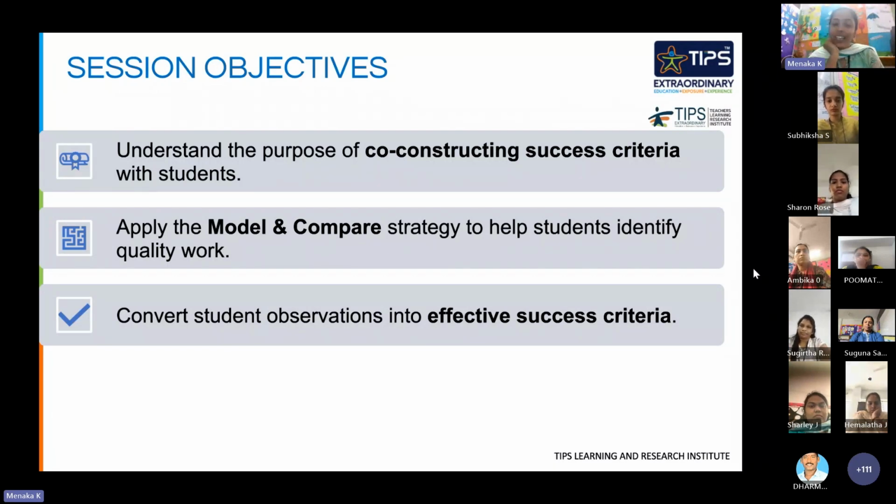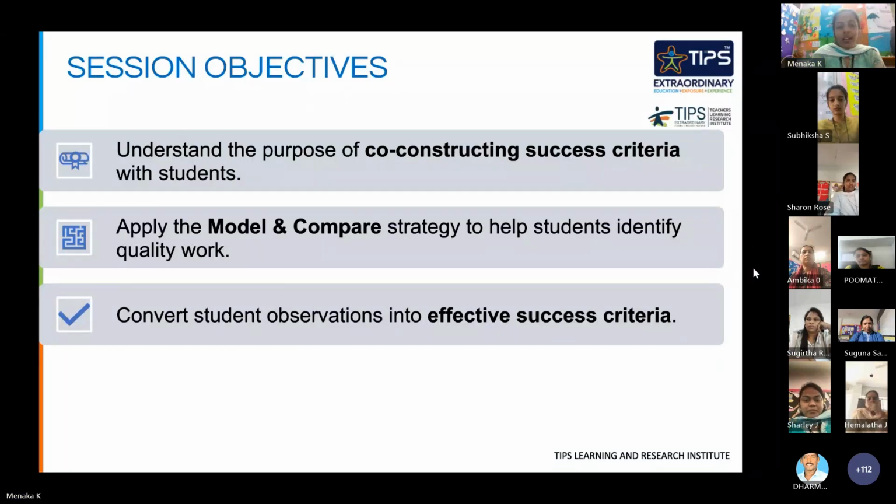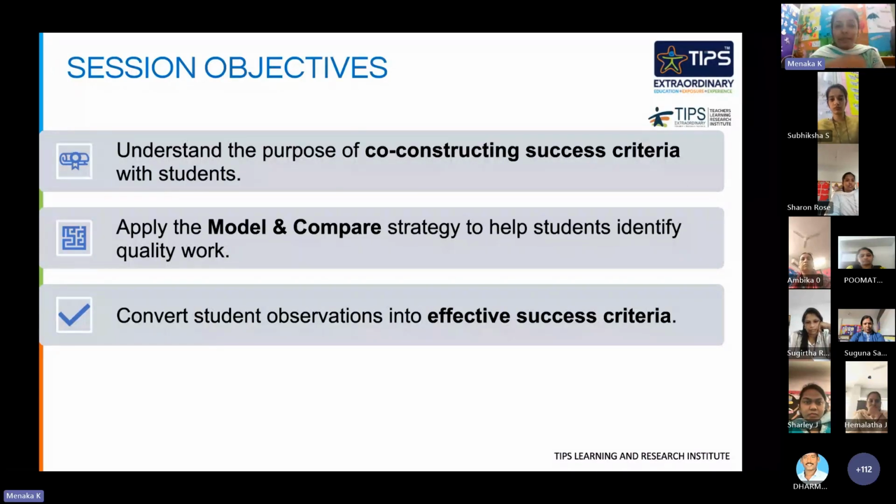Okay. Teachers, can I reframe my question? Our topic is co-constructing success criteria. So what is a learning goal and what would be a success criteria? I gave you the session objective, right? So what do you feel? Is the session objective the learning goal or the success criteria?